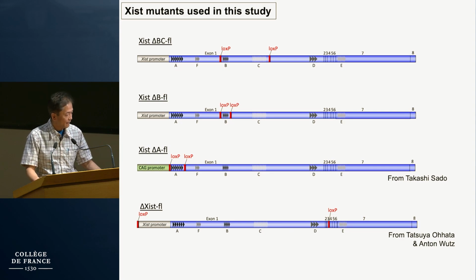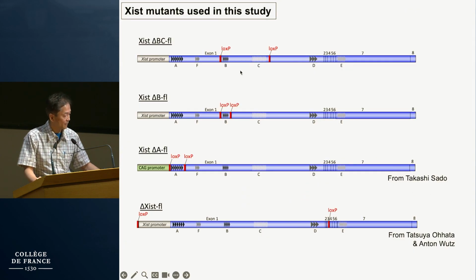To that end, we decided to create the Xist BC mutant in the mouse. We made this BC mutant as well as this B repeat only mutant, which could have a hypomorphic phenotype, I think. We also used this Xist A repeat mutant, which is CAG promoter driven, from Takashi Sado, and also the Xist full-length knockout from Anton Wutz.